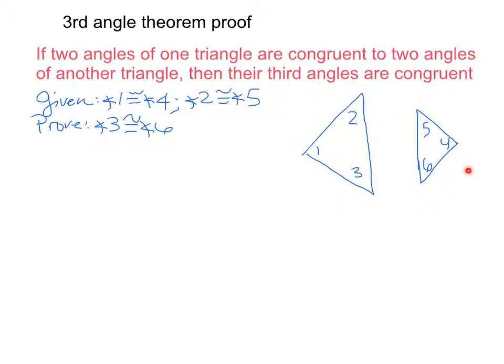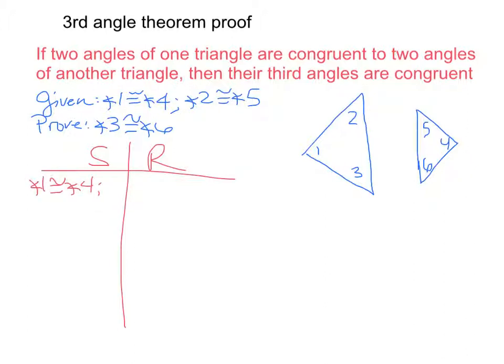You could have set up two triangles, and then you have this given. Pick any two angles to be equal, and then the third one needs to be the same. It also needs to be equal. That's what you're trying to prove. So we have statements and reasons, right? And you need to write these in.